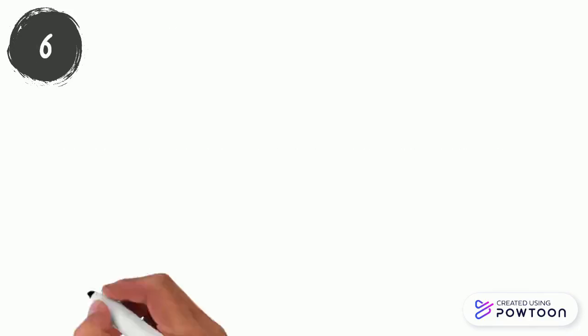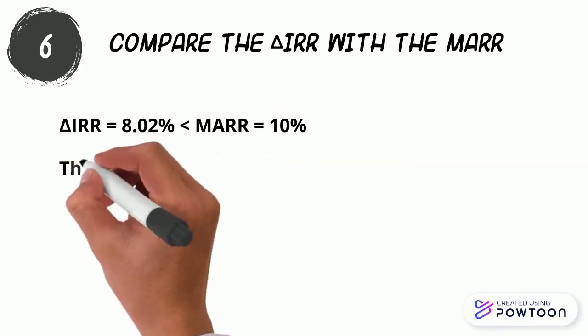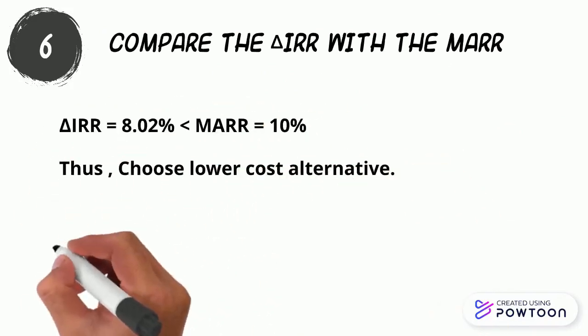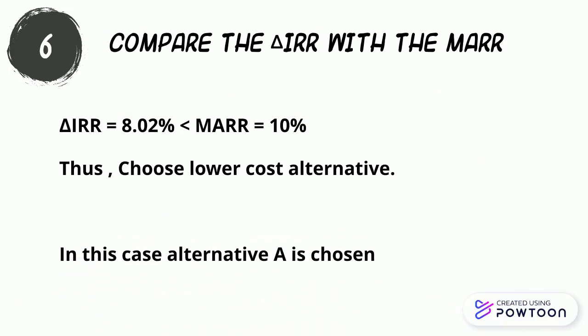The last step is to compare the incremental rate of return obtained from step 5 with the minimum acceptable rate of return, MARR. Based on the IRR obtained, which is 8.02%, it is lower than the MARR of 10%. Since IRR obtained is lower than MARR, we will choose the lower cost alternative. Thus, alternative A is chosen.